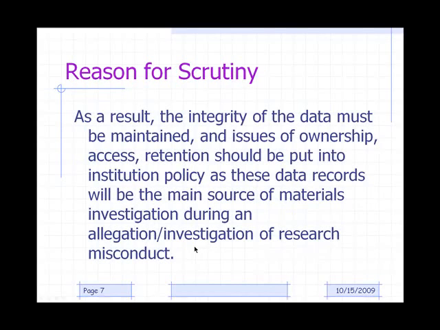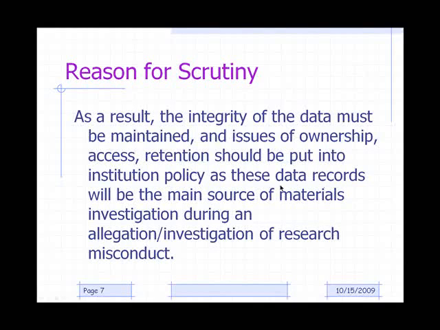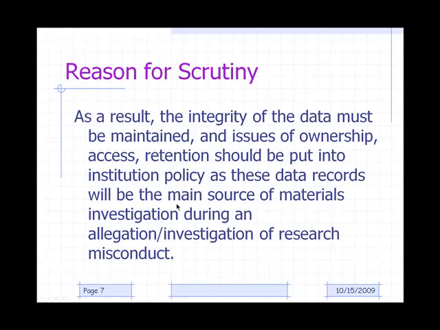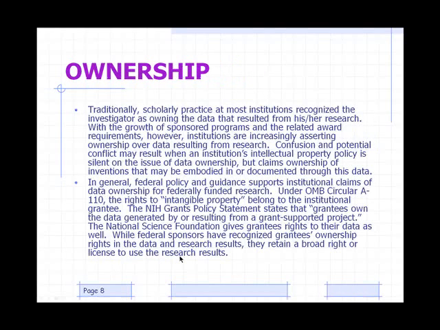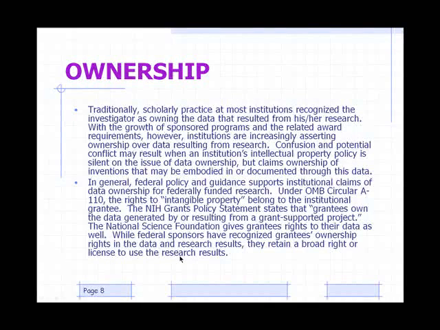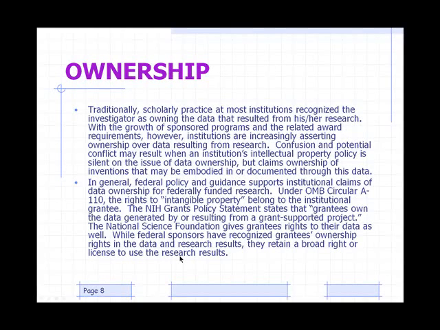Other reasons for scrutiny: as a result, the integrity of the data must be maintained, and issues of ownership, access, and retention should be put into the institution policy, as these data records will be the main source of materials during an investigation of an allegation of research misconduct. So I have three or four slides here where I'm just going to read to you from them on this topic of ownership.